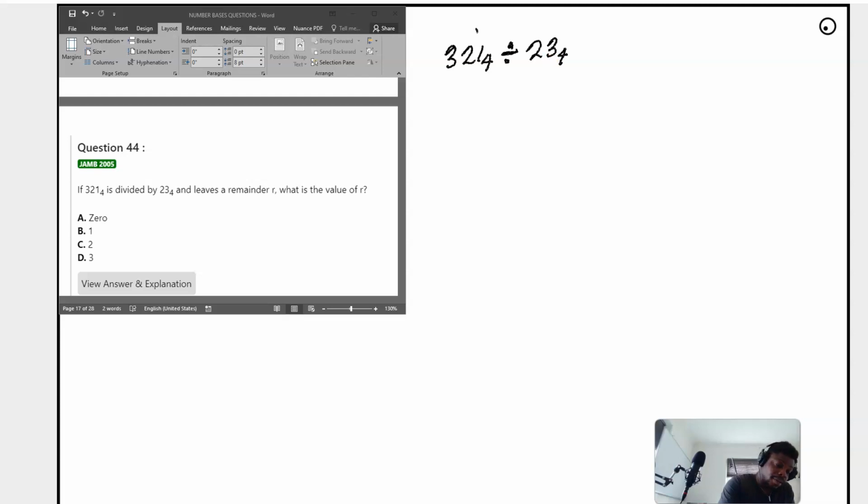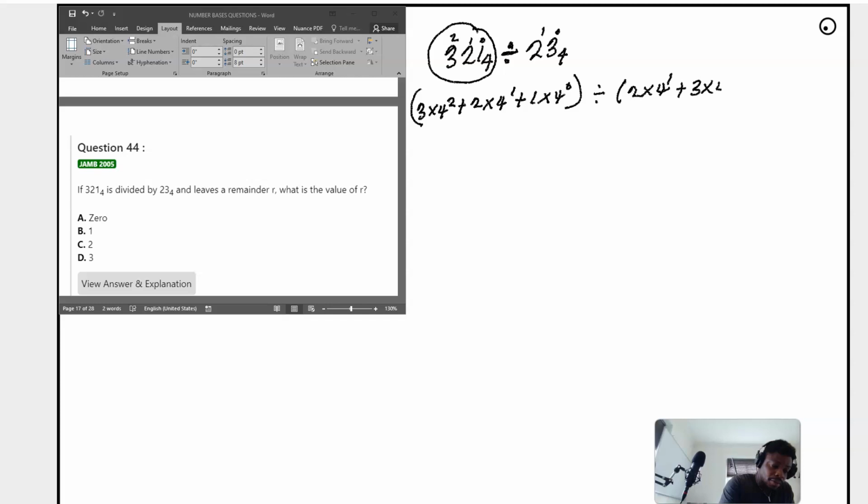So let's see. So the first thing is, let's convert this up to base 10. 0, 1, 2. So that is 3 times 4 raised power 2 plus 2 times 4 raised power 1 plus 1 times 4 raised power 0. Okay? We are dividing it by, let's convert this one to base 10. So 2 times 4 raised power 1 plus 3 times 4 raised power 0. So this is 16 times 3, that is 48. 2 times 4, that is 8. 1 times 4 raised by 0 is 1. 1 times 1, that is 1.